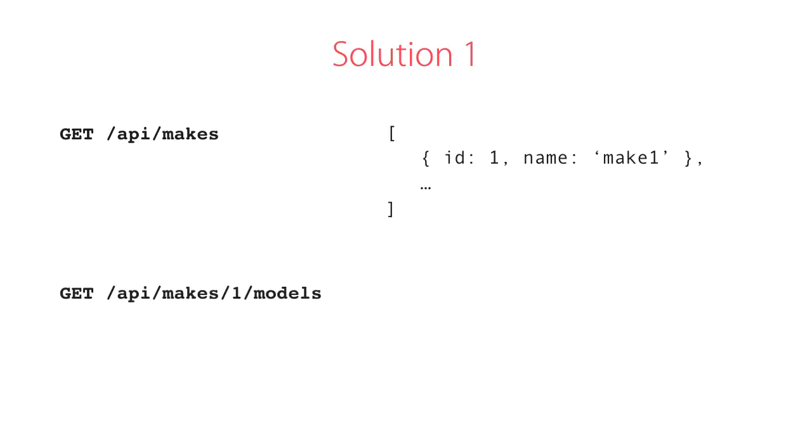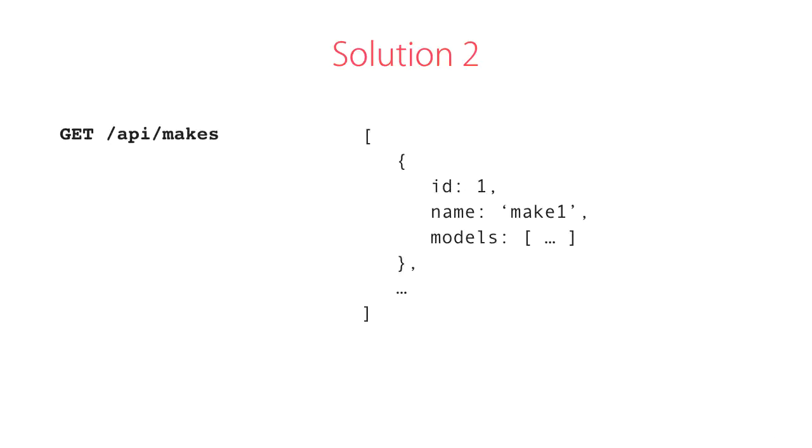One solution is to build an API endpoint like this, so we call /API/makes, to get the list of all makes in our application. Each make object has two properties, ID and name. Now, when the user selects an item from the makes dropdown list, we'll make another call to the server to get the models for the selected make.